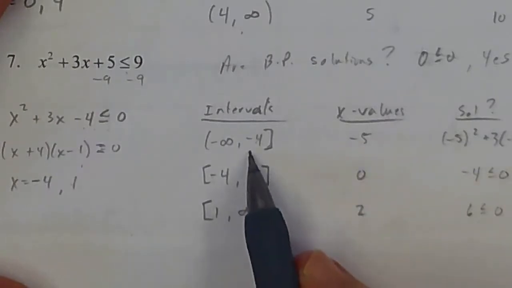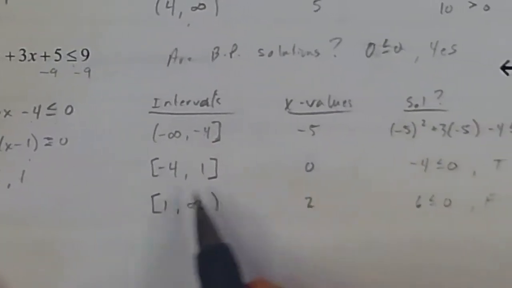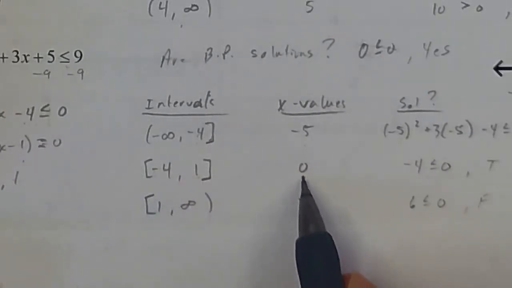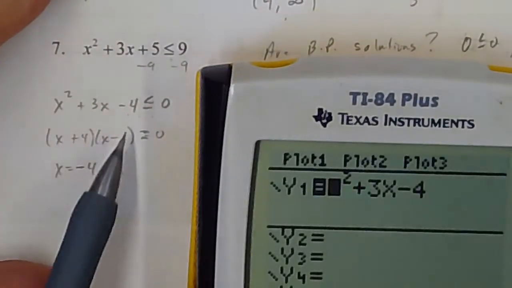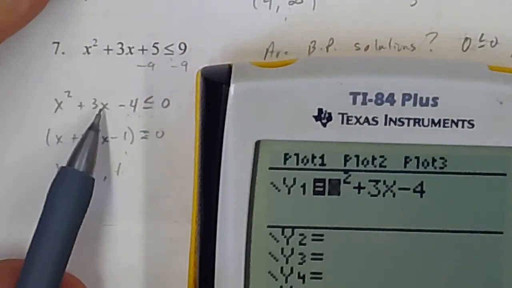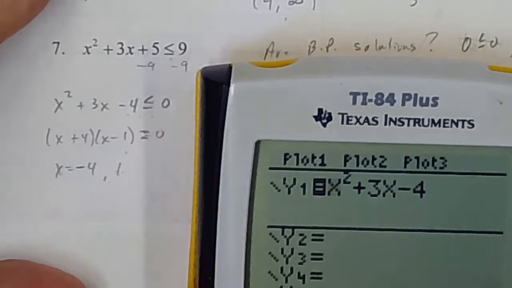All right, so choose any value you want between -infinity and -4. I went with -5. Choose something you want here. 0 would probably be easiest. All right, and then throw this in your calculator. I would choose this one instead of that one. Compare it to 0. That's the easiest way to do it.